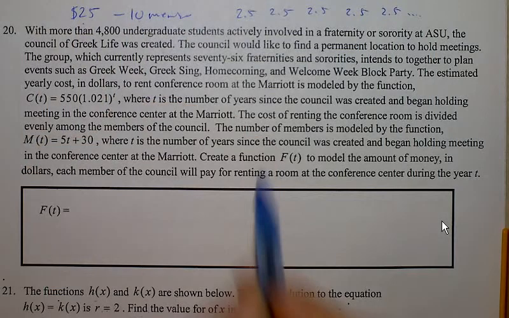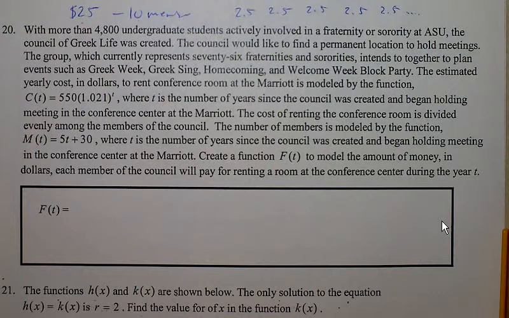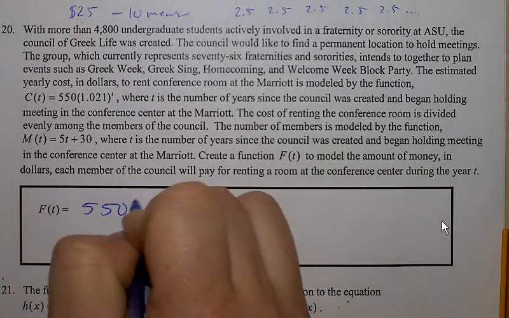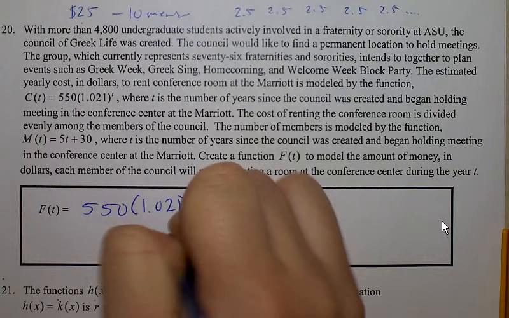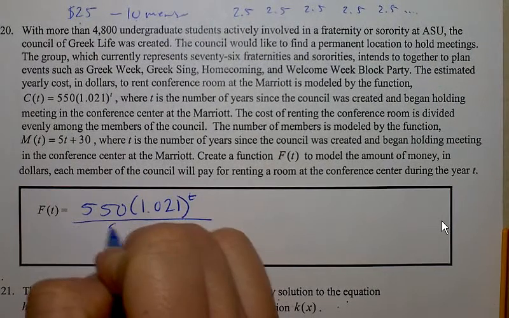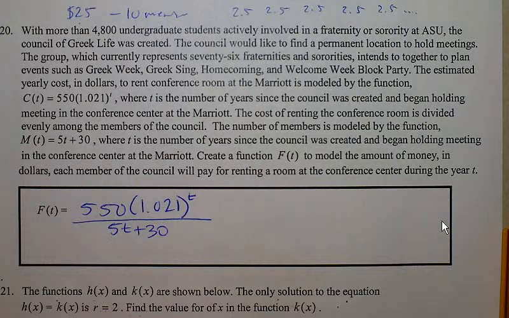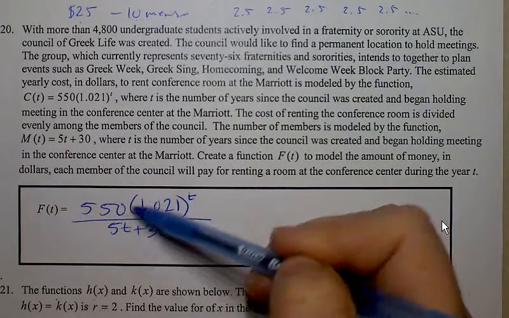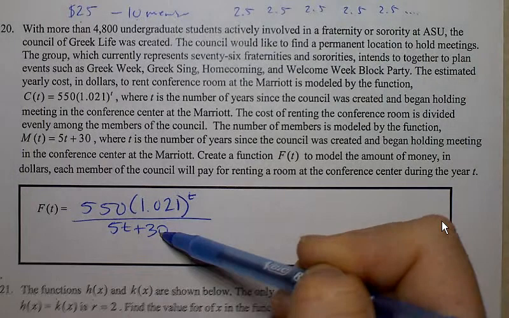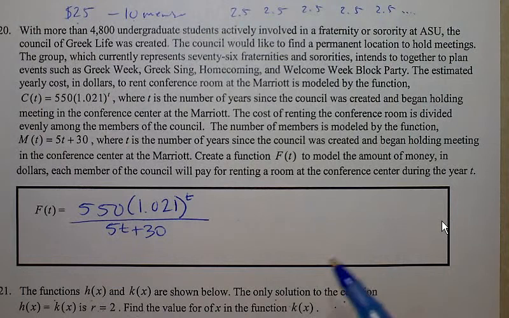Okay, what equation represents the amount that is owed? Which equation represents the amount that's owed? C. So 550 times this quantity raised to the t. And now we want to divide that by the number of members. Which equation represents the number of members? 5t plus 30. So just in simplifying this, this is the total cost divided by the number of members, and that would tell you how much each person needs to pay based on the year in which we are checking.